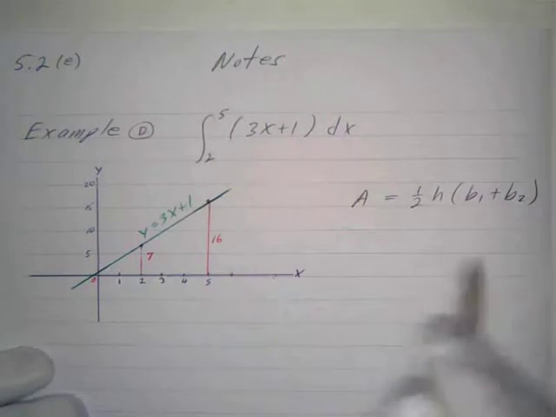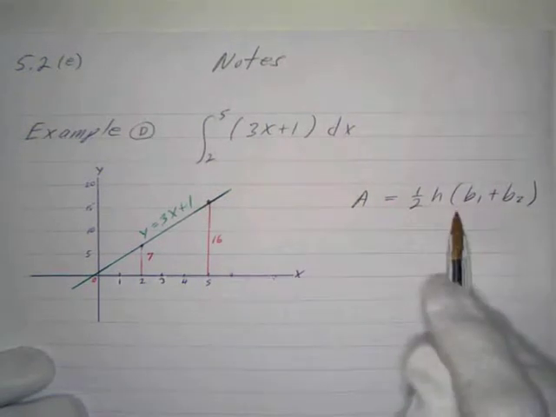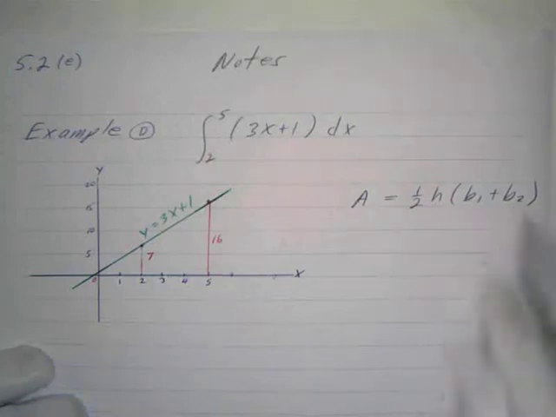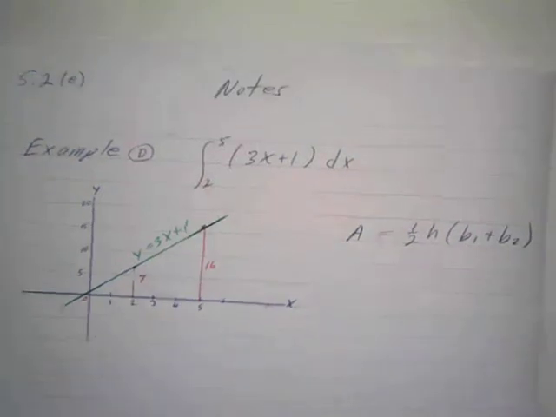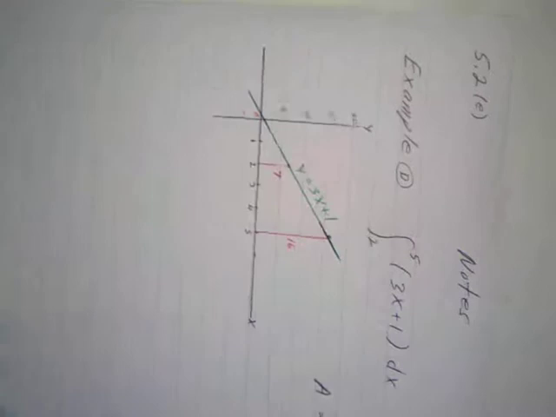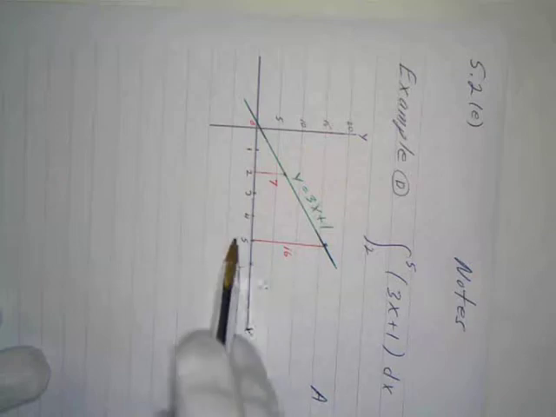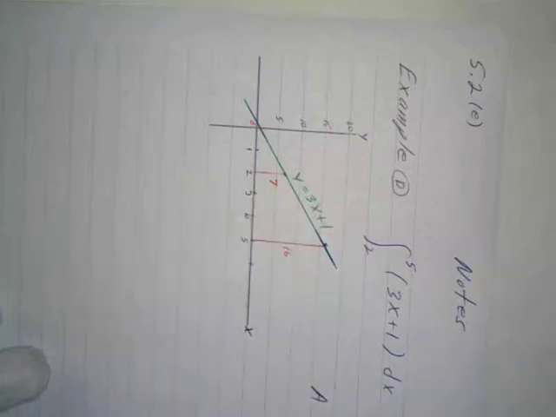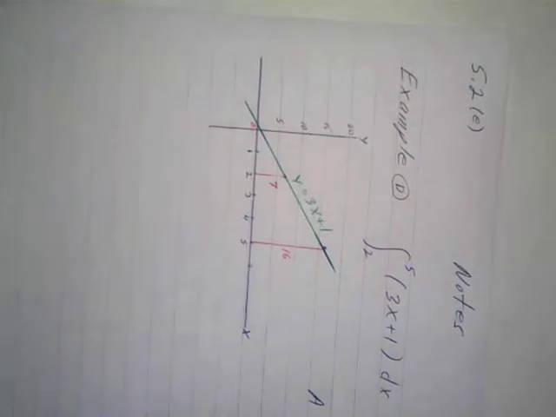And the area of a trapezoid, remember, is 1/2 height times base 1 plus base 2. The base 1 and base 2, these are the parallel sides. So if I really want to take a look at this, I have to slide it around like this. And this is my trapezoid. This is the height, and these are my two bases. The height is 1, 2, 3, and the bases are 7 and 16. So those are the values I would put in for my area formula for a trapezoid.